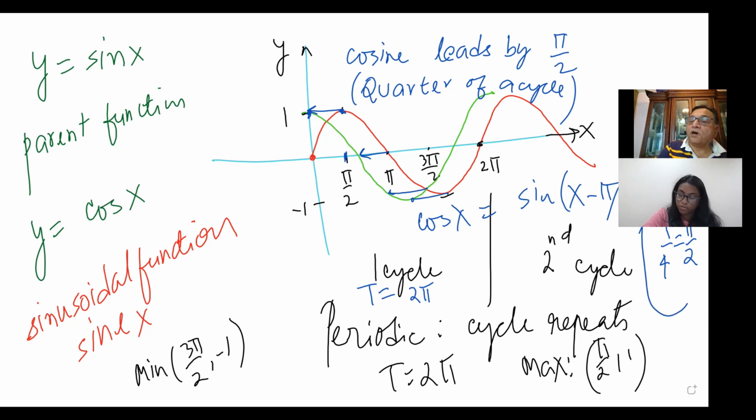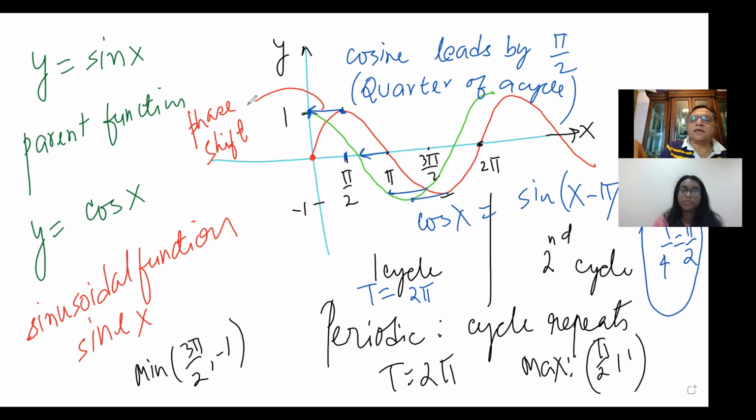So a quarter of a cycle is what we also call the phase shift. I have added a few more terms to what you have learned in the chapter itself, correct?